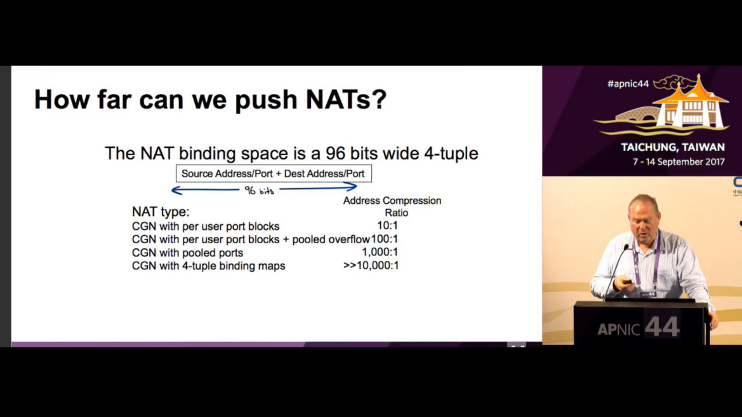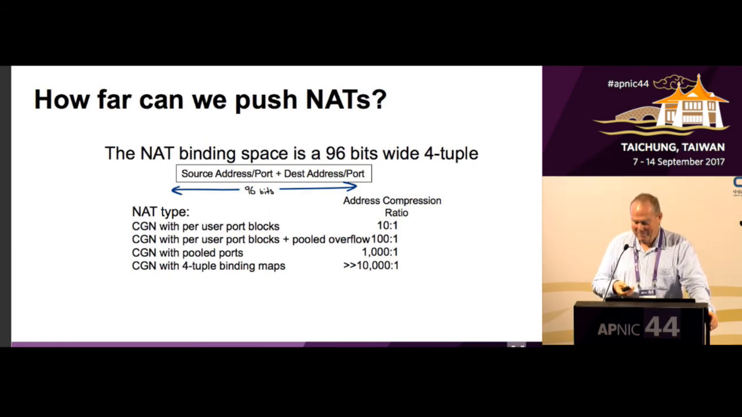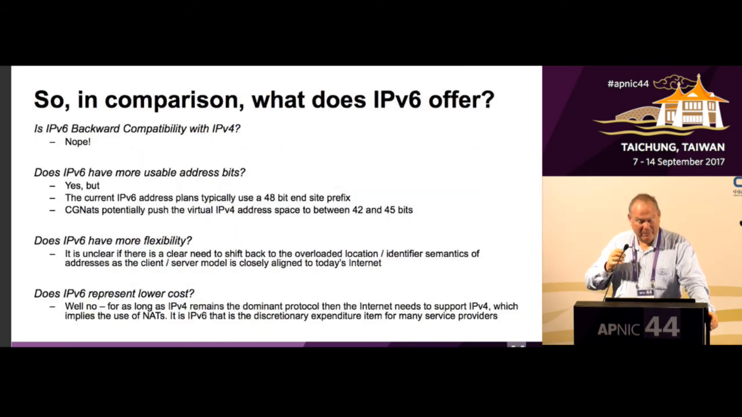And if you go the full hog and actually do 4-tuple binding maps, use all 96 bits, you can get close to 10,000 users per single address. We have yet to really discover how far we can push NATs. And interestingly, the longer you delay in V6, the closer you are going to be exploring that bottom line, because that's the only way you can go. You either push more people behind the address or you run V6. Your choice. But interestingly, V6 is not entirely the golden knight here.